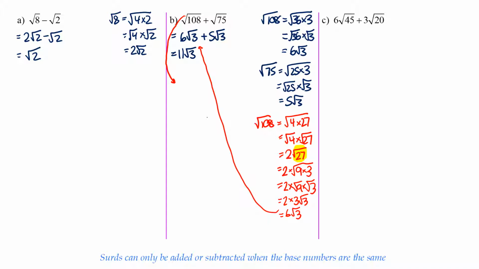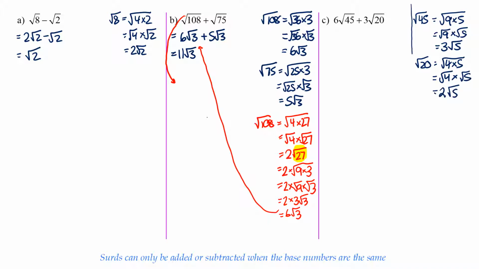Square root of 45. So square root of 45, thinking about what goes into that, 9 5s are 45. So square root of 9 times 5, which is square root of 9 times the square root of 5, which is 3 root 5. Square root of 20, we've done that a few times. Square root of 4 times 5, which is square root of 4 times the square root of 5, which is 2 root 5.